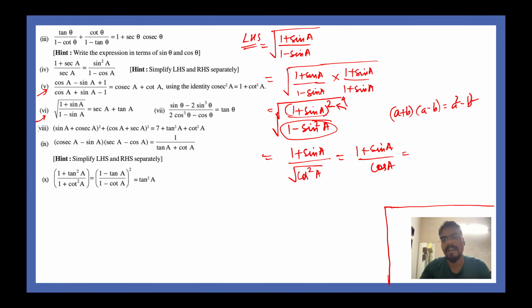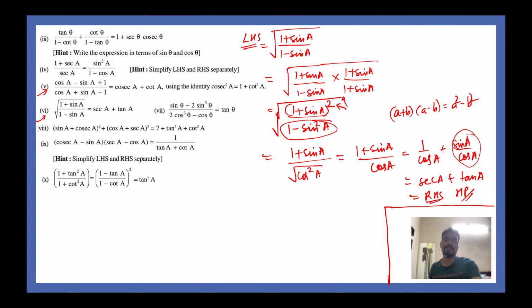Simplifying the values, we get 1 upon cos A plus sine A divided by cos A. Now 1 upon cos A is nothing but sec A, plus sine A upon cos A is nothing but tan A, and this is our RHS. Hence proved.